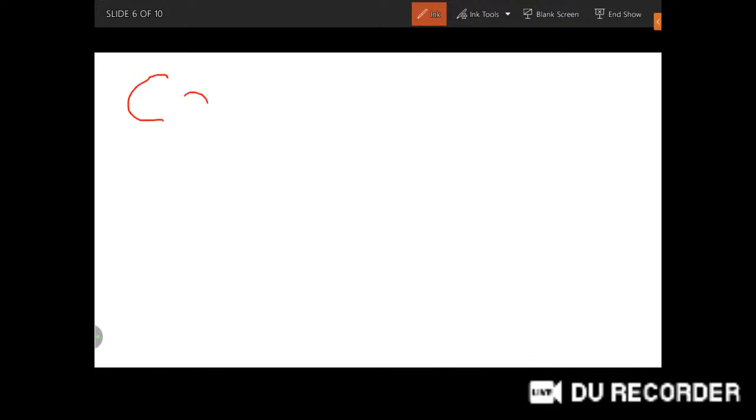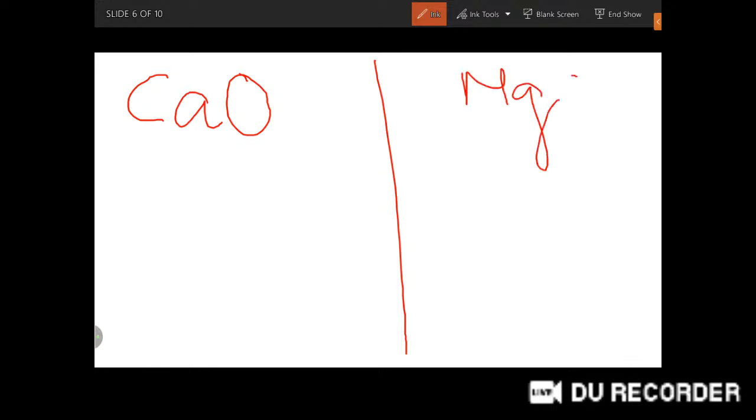One is CaO, calcium oxide, and I will request you to practice it whenever you are free. The next one we have in our syllabus is MgCl2. Okay, these 2 are there. Please practice this whenever you get free time. Learn how to draw the electrovalent bond.